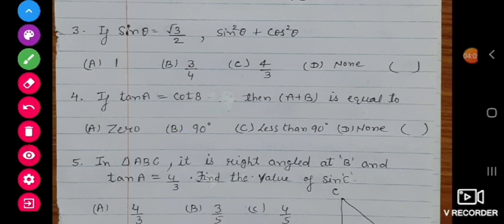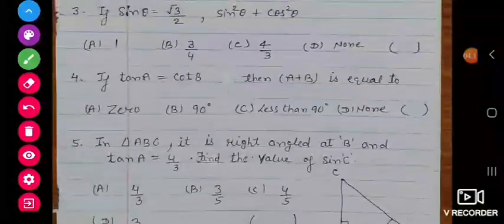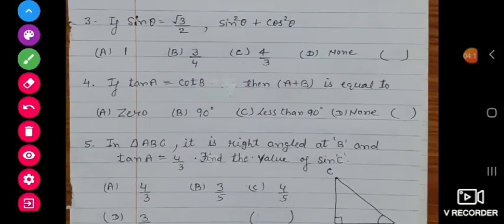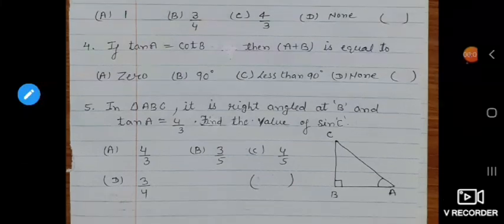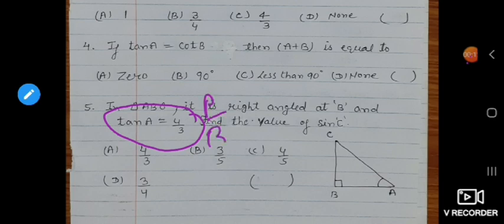Come to the next one. Question number 5. In triangle ABC, it is right angle at B, and tan A is given to you as 4 upon 3. You have to find sine C. Tan A is 4 upon 3. It means perpendicular upon base. Perpendicular is 4, base is 3.